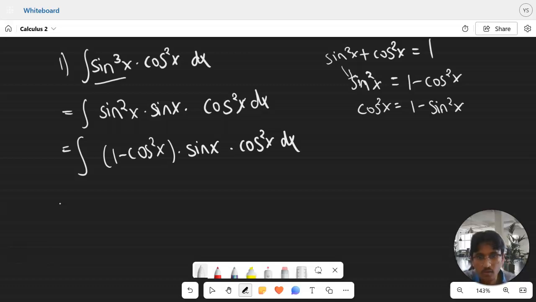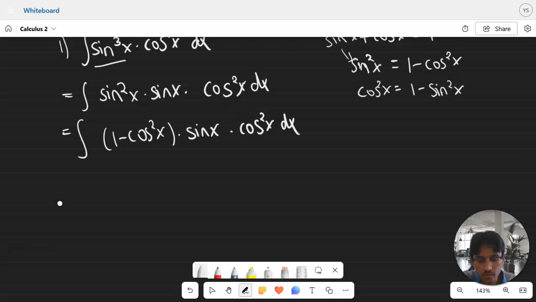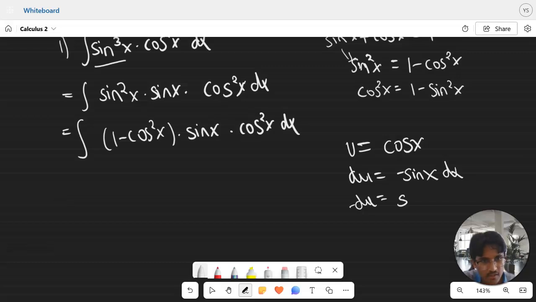Now we could do u substitution. So what u sub are we going to do here? Let u equal cosine of x. Du is going to be equal to negative sine of x dx, as we know the derivative of cosine is negative sine. So we could say negative du equals sine of x dx.